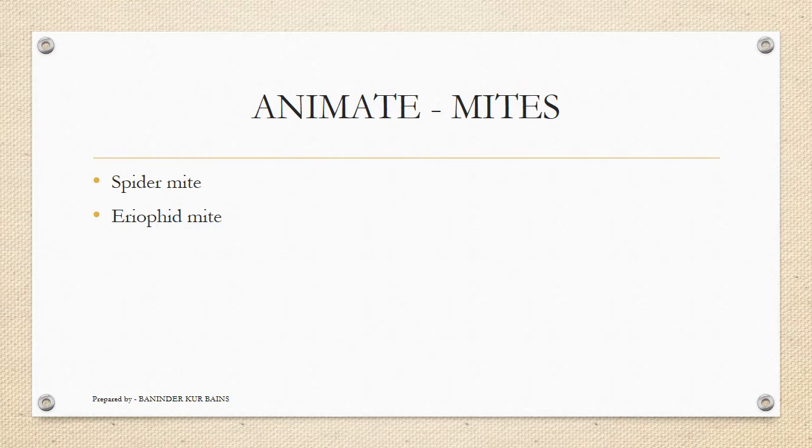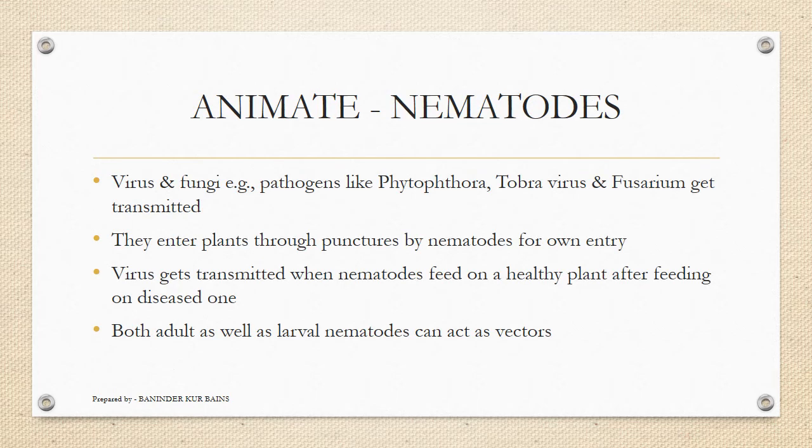And the next one is mites. So two types of mites are basically found to transmit the diseases: spider mite and eriophyid mite. And the nematodes, these pathogens also transmit diseases. Generally viral diseases and fungal diseases get transmitted through these. Viral diseases, because a virus needs a particular medium, because if a virus is present on a non-living surface, then it acts as non-living. If it is present on a living surface, then it acts as living. So it requires a living medium for its transmission.